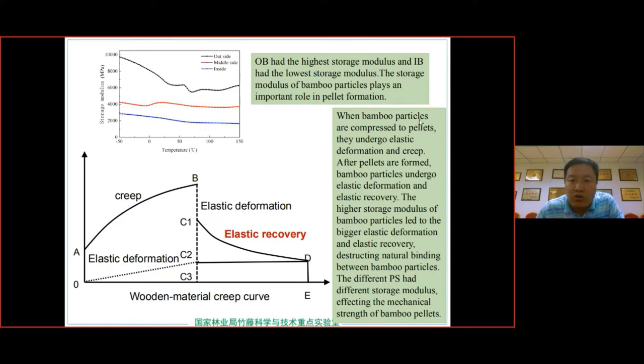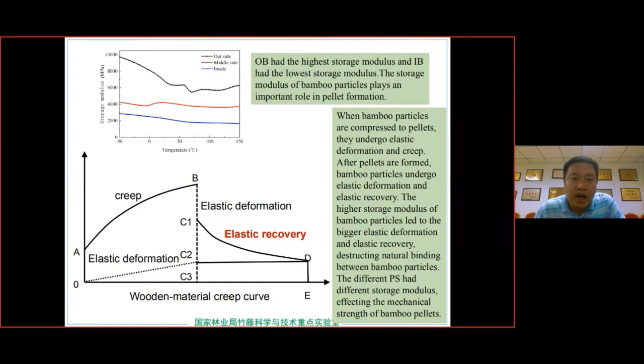When the bamboo particles are compressed into a pellet, they undergo elastic deformation and creep. After the pellet is formed, the bamboo particles undergo elastic recovery. A higher storage modulus leads to bigger elastic deformation and recovery, destroying the natural bonding between the bamboo particles. And different particle sizes have different storage moduli, which affects the mechanical strength of the bamboo pellet.